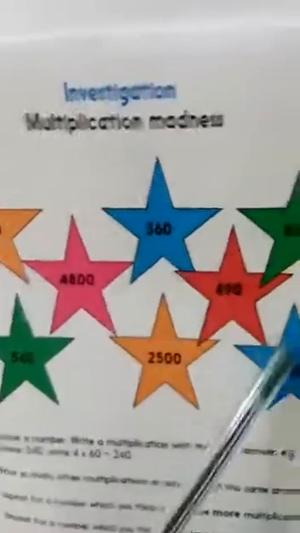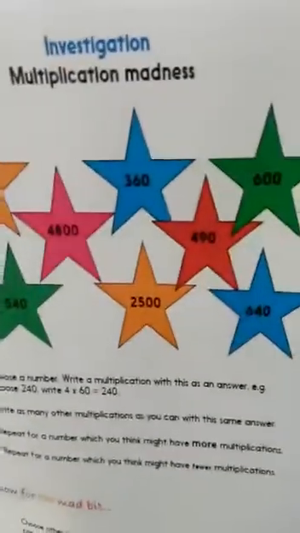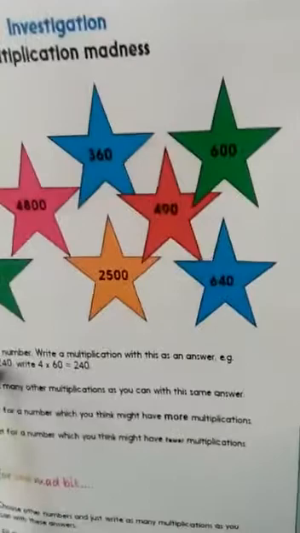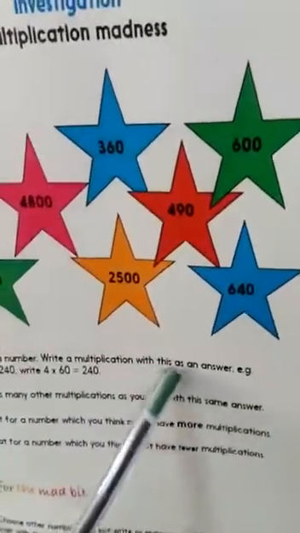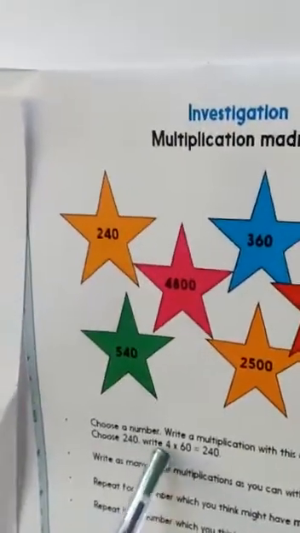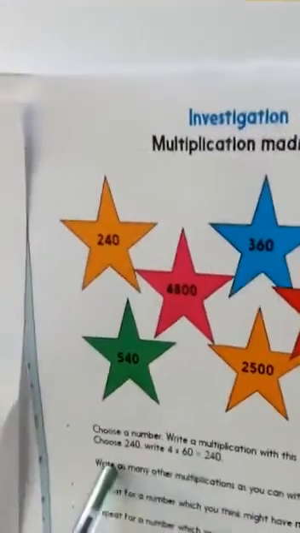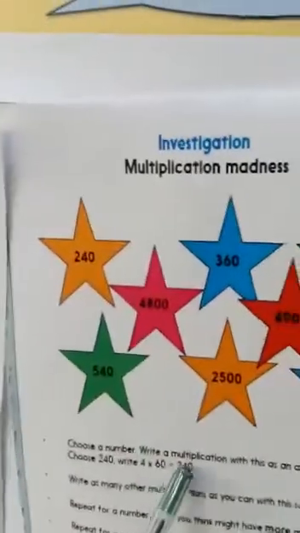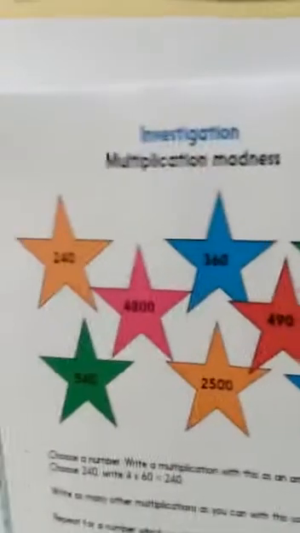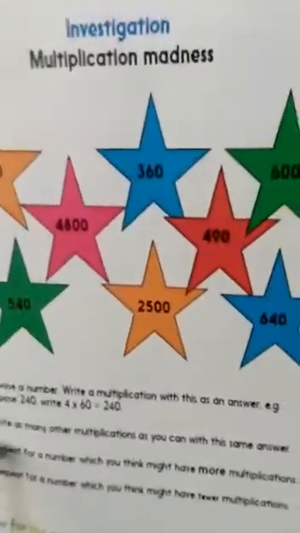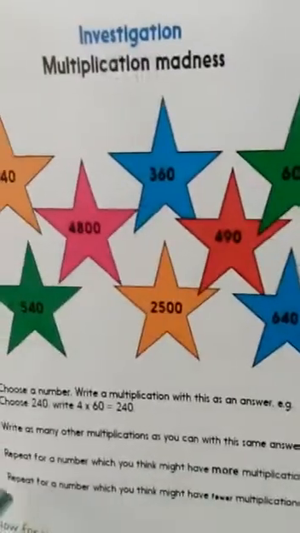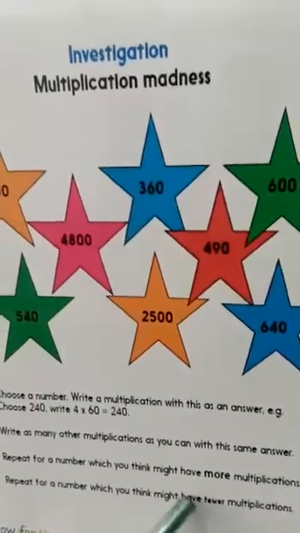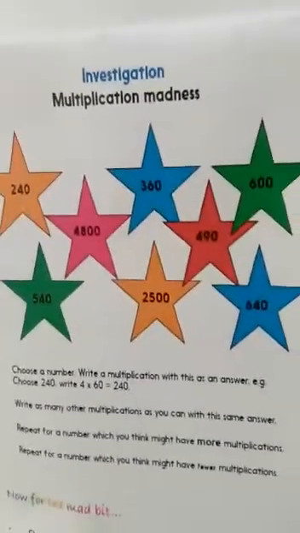And then an investigation is multiplication madness. So you've got all these numbers in stars, 8 of them, and you choose one, and write a multiplication with this as an answer. So for example, you chose 240. 240 is 4 times 60. Write as many other multiplications as you can with this same answer. So what else would come to 240? Then you repeat for a number which you might think has more multiplications, and repeat for a number which you think might have fewer multiplications. And then there's a mad piece down at the bottom.